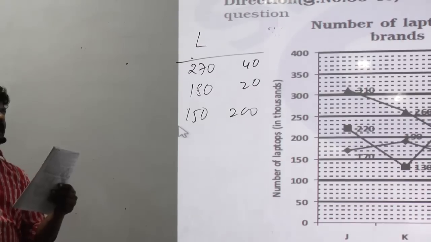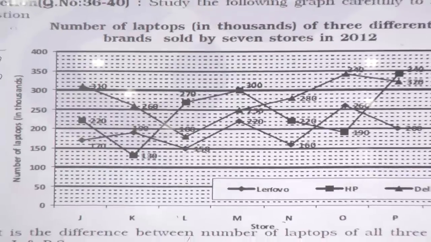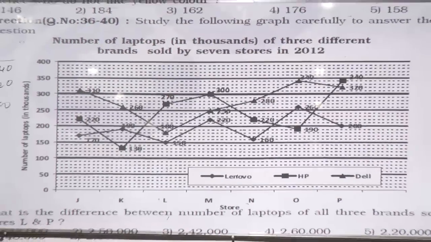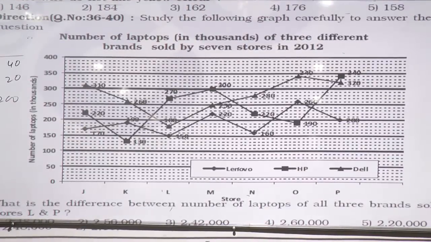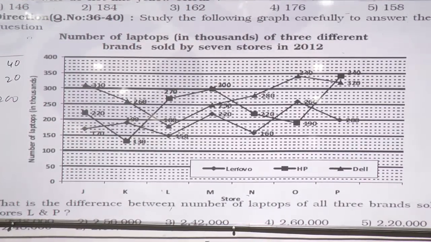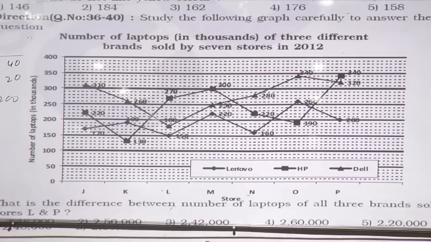If the price of each Lenovo laptop is 35,000 and each HP laptop is 42,000 and the price of each Dell is 38,000, by what percent are the total sales of store N more than the total sale of store K? Rounded off to the nearest integer. It asked about total sale.